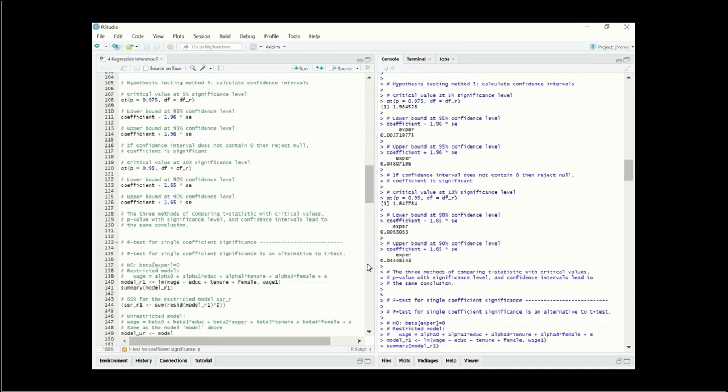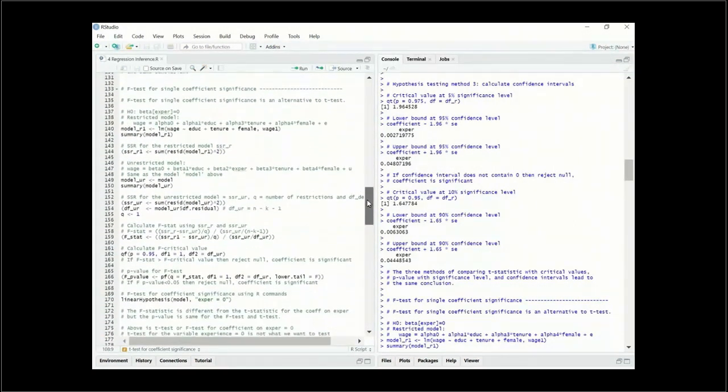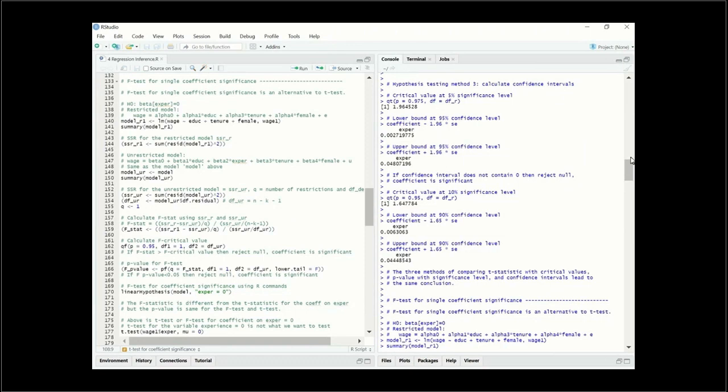Okay, so the bottom line here is the three methods of comparing either the test statistic, or the t-statistic, because we're using the t-distribution, with the critical value, the p-value with the significance level, or the confidence interval compared to 0, leads to the same conclusion. So as we were looking on this very same coefficient on experience, in this case, we concluded that the coefficient is significantly different from 0 with all three different methods. So again, that was the slow way of testing for coefficient significance. So this was a t-test to test for significance of a single coefficient.